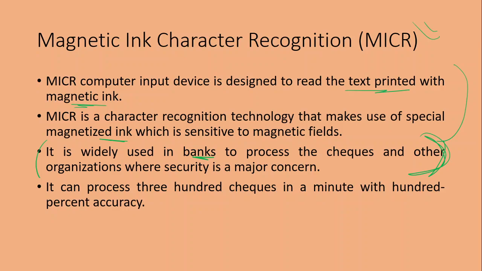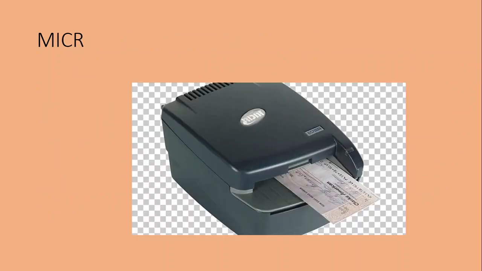It can process 300 checks in a minute with 100% accuracy. So this is basically one of the main uses of MICR, where we are using this type of technique. This is one of the diagrams where the MICR printer, basically an input device, is shown here. It simply receives all the information that is printed on the check. Especially, they have a special type of coding that can be decoded by MICR. In fact, you can say that it is a magnetic ink that can be read only by the MICR.